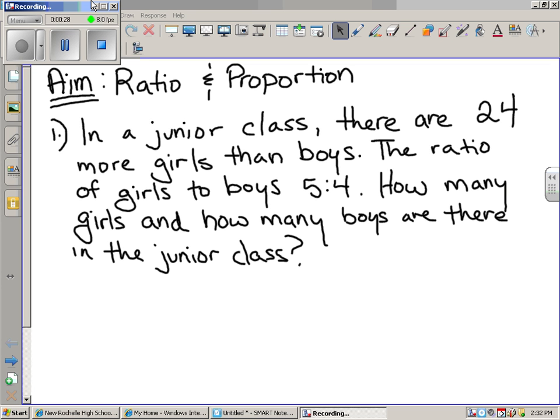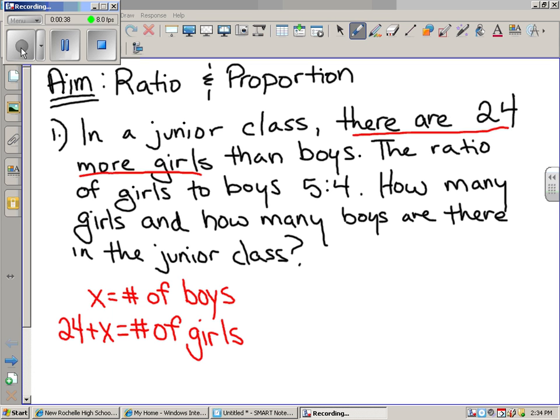The ratio of girls to boys is 5 to 4. How many girls and how many boys are there in the junior class? All right, so we made some let statements. We found out that x was the number of boys, and 24 plus x was the number of girls. All right, the ratio of girls to boys is 5 to 4. How many girls and how many boys are there in the junior class?